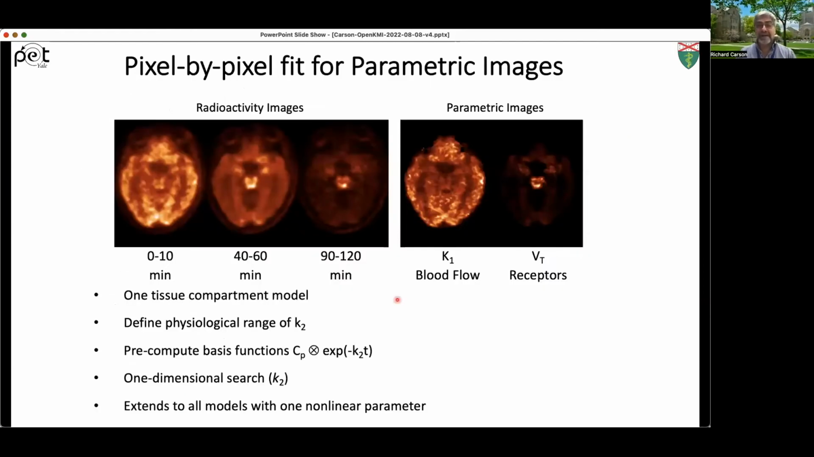Here's that example I showed before where we have the dynamic images. Here, if we look at the parametric image, we've separated out the delivery, K1, from the binding volume of distribution. You notice we've paid a little price. These images look a little noisier, but we've separated that where no single time point here would be completely reflective of these physiological parameters that we're more interested in.